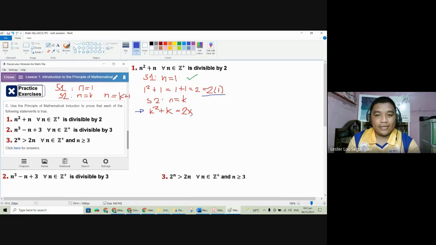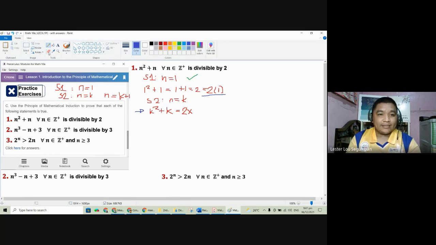So we have 2x here. Since we could apply any value of x here, let's just say 100. 2 times 100 is 200, still divisible by 2. Let's just say 13. 2 times 13 is 26 and still divisible by 2. So this x here is just any value that you could think of that could still represent this as an even, or divisible by 2, expression.